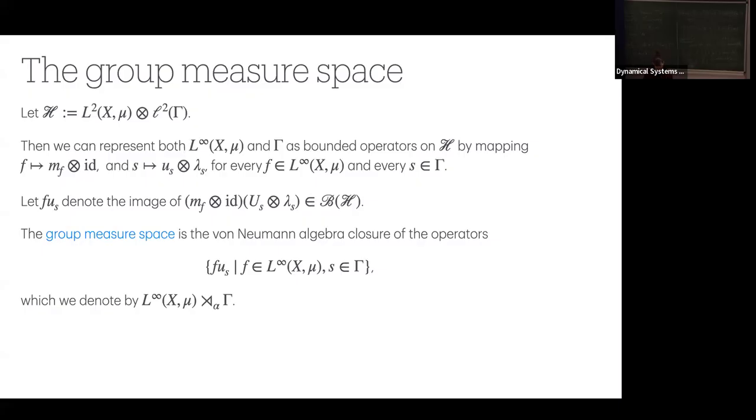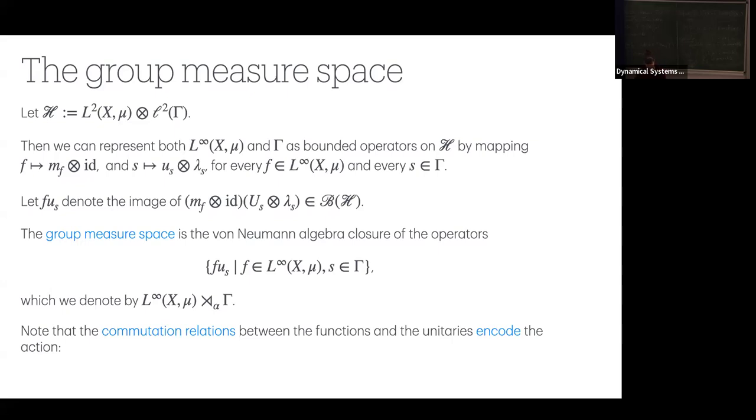So this group measure space construction already appeared in the early papers of von Neumann and Murray. So it goes way, way back, right to the beginnings of operator algebras. And these things are still very much studied today.